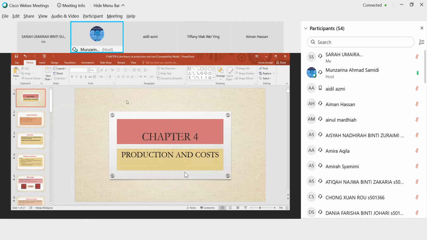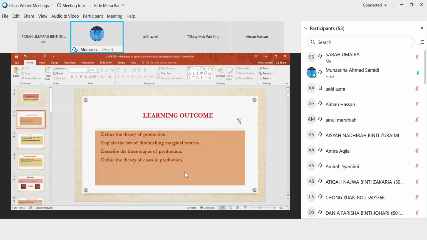Okay, so this is the slide. This is production. I always have this problem. My computer always hangs. Okay, I can move. Okay, now I can.